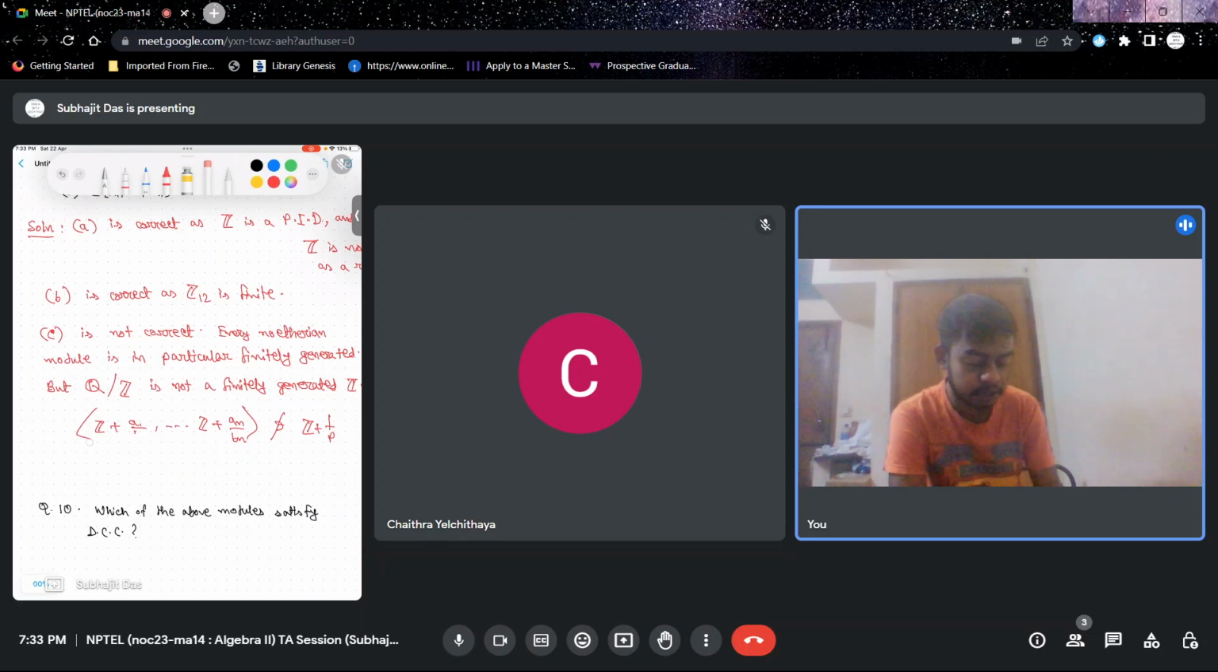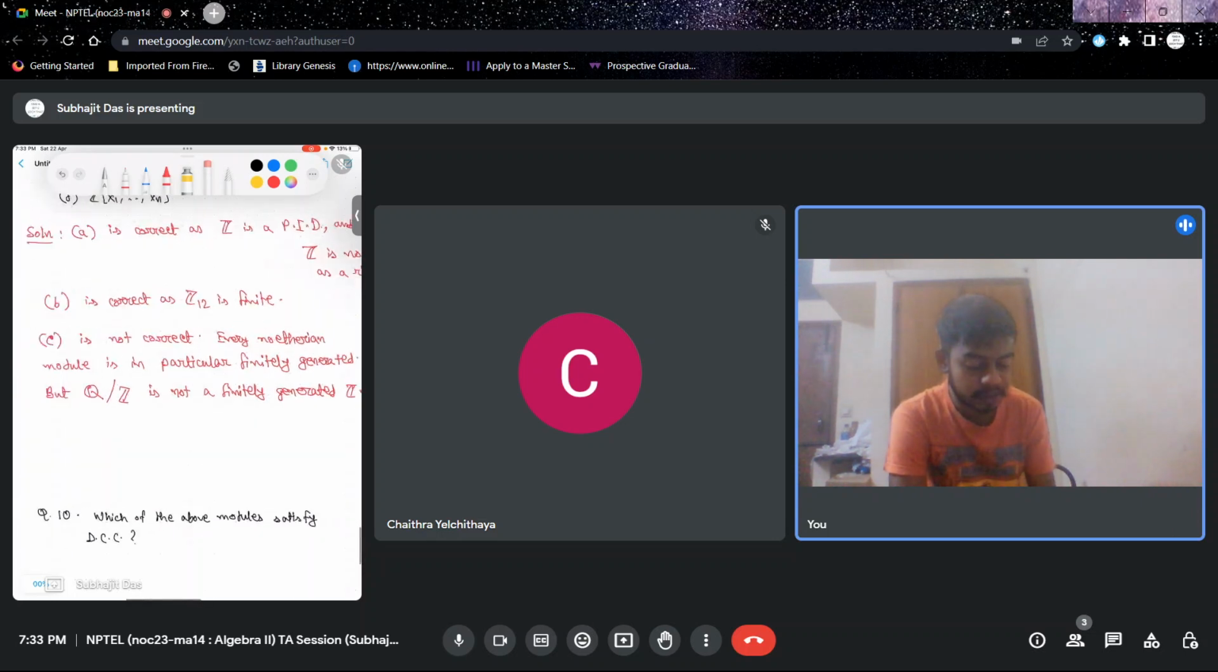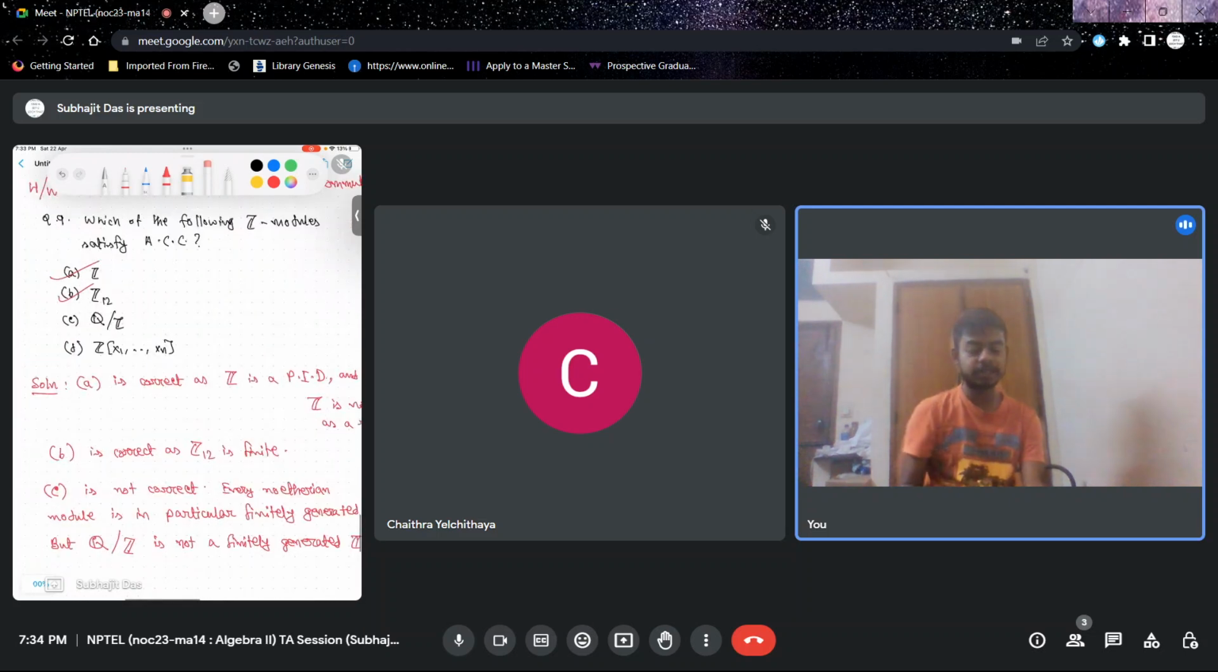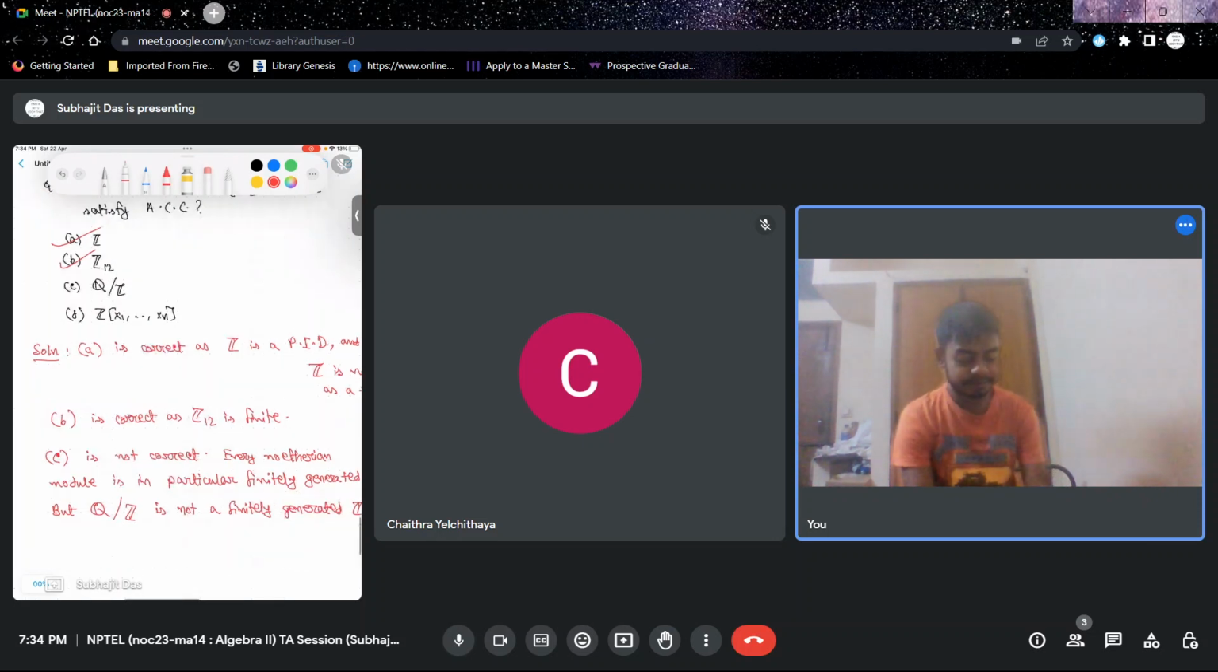But yes, the argument is exactly the same as in the case of Q, because there are infinitely many primes. So Q mod Z is not a finitely generated Z module, which would imply in particular that Q mod Z is not Noetherian. So C is incorrect. And what about D?